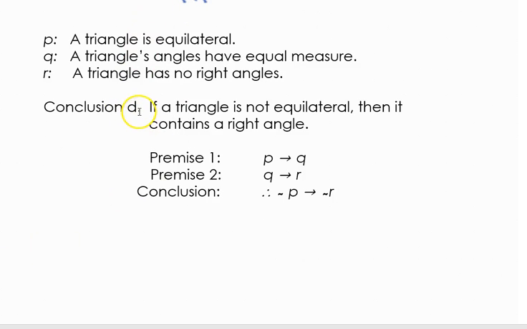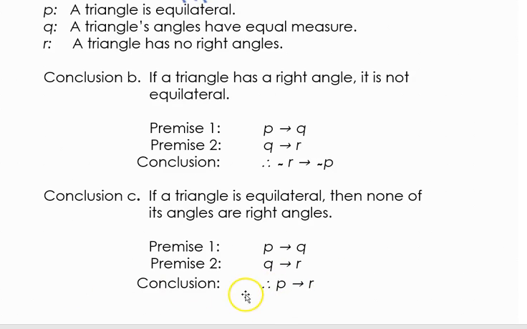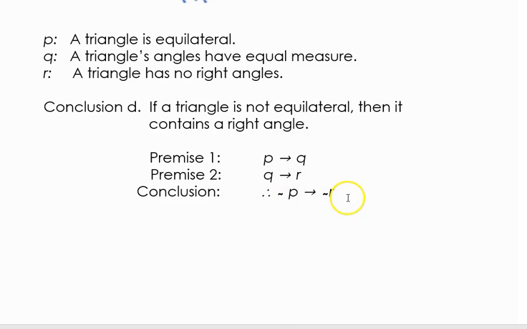And the last option you have, a triangle is equilateral. A triangle's angles have equal measure. If a triangle is not equilateral, then it contains a right angle. So if P, then Q. If Q, then R. Therefore, if not P, then not R. This also isn't transitive, because we found our transitive answer is if P, then R. This one is negated, so this is not our correct conclusion.